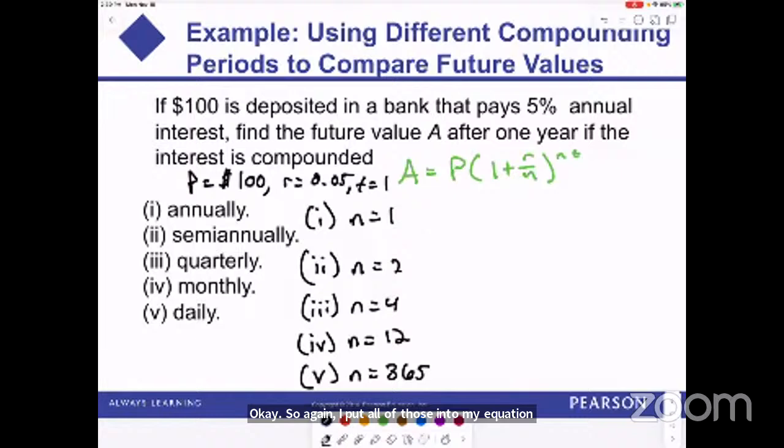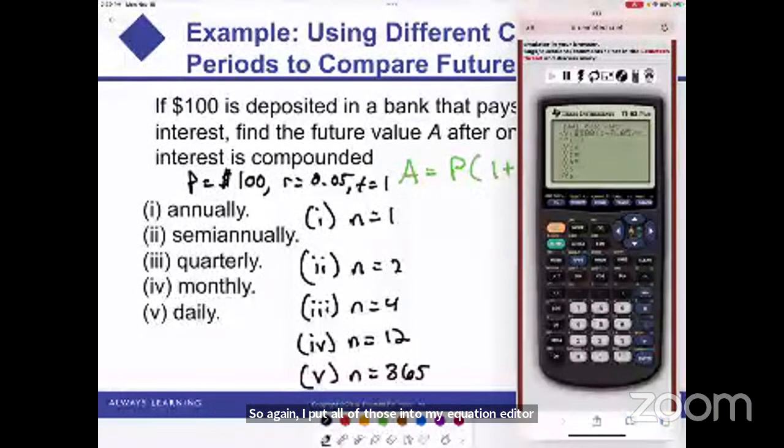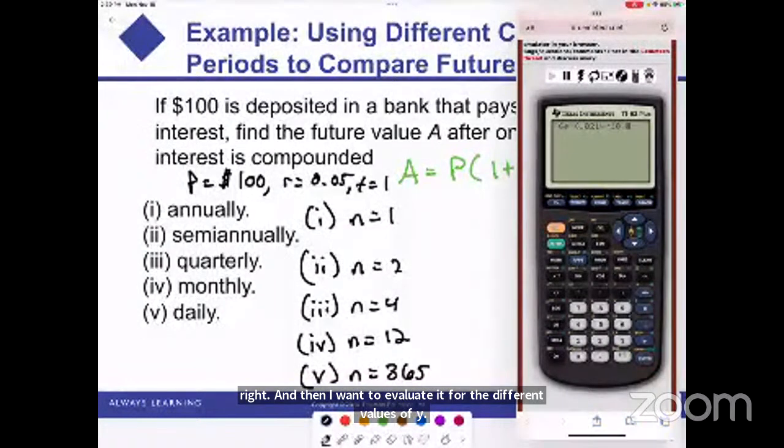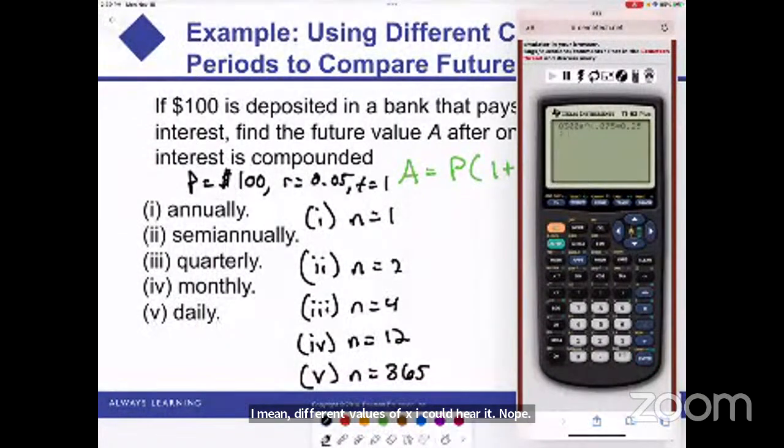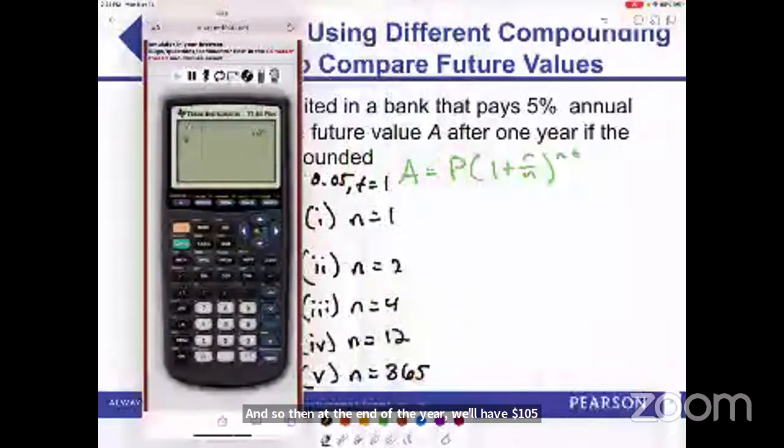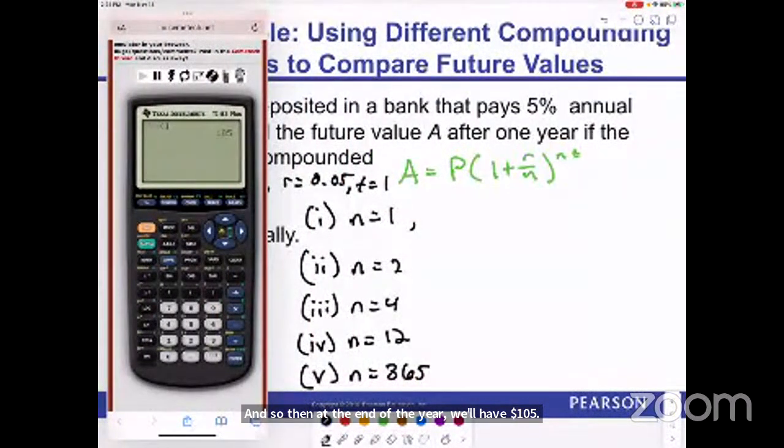And then I want to evaluate it for the different values of x. On the first one, we're going to let our compoundings be once per year. And so then at the end of the year, we'll have $105. Now, if we compounded it twice per year, it's a little bit more, 105.06.